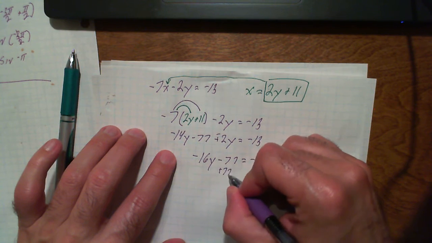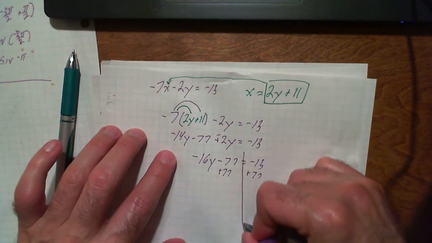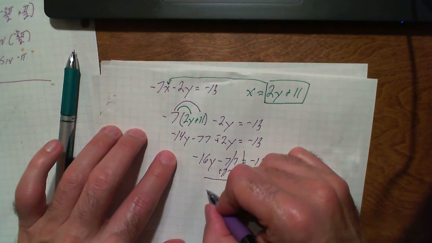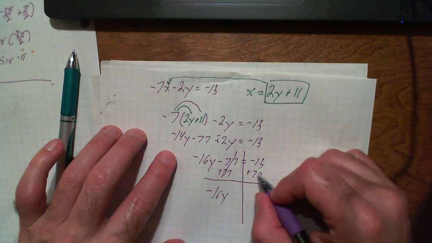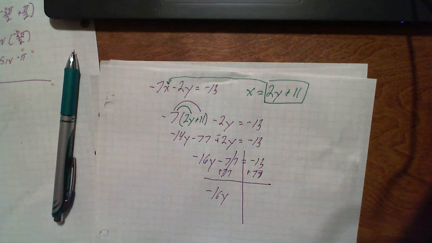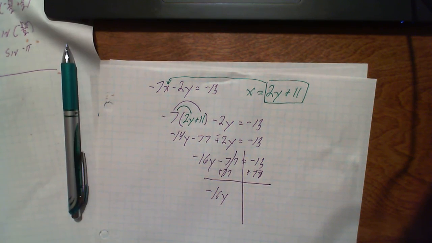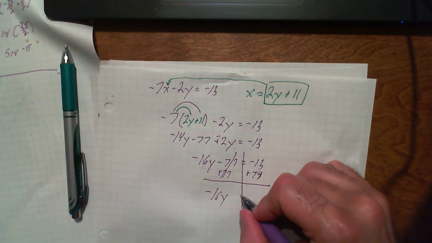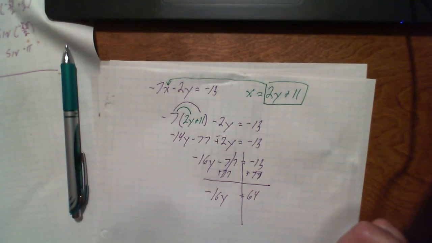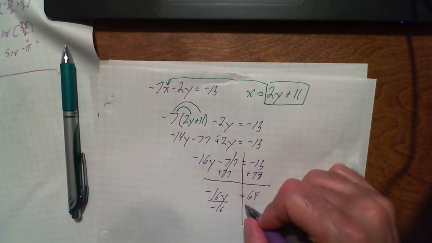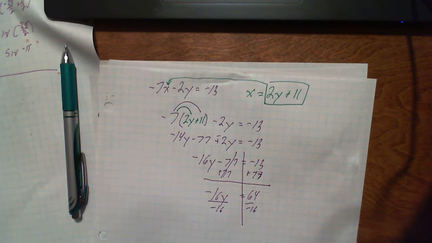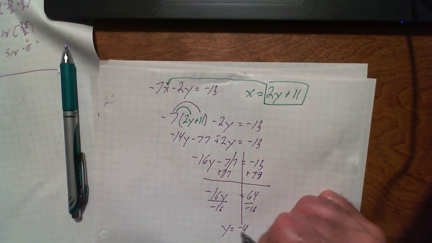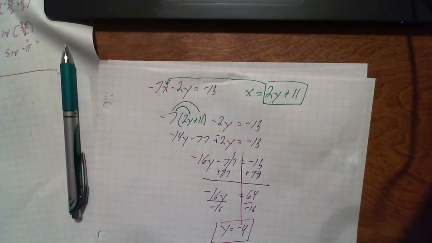Let's add 77 to both sides. I like doing the line here. That goes away. Because the signs are opposite, I am going to subtract, right? So negative 13 plus 77 is going to be positive 64. Divide by negative 16. Y equals negative 4.